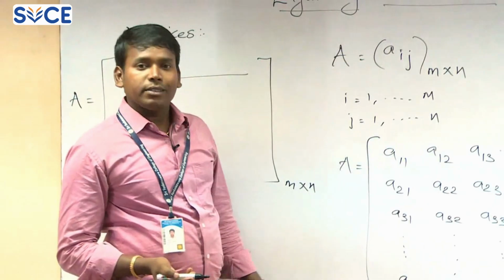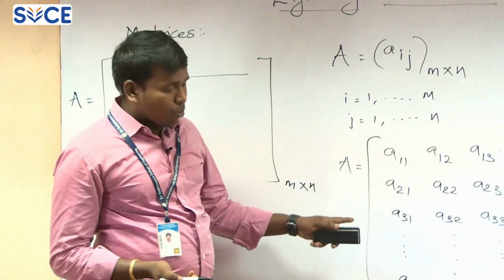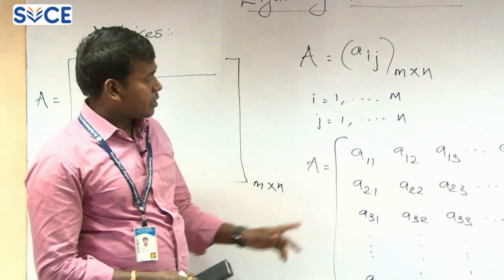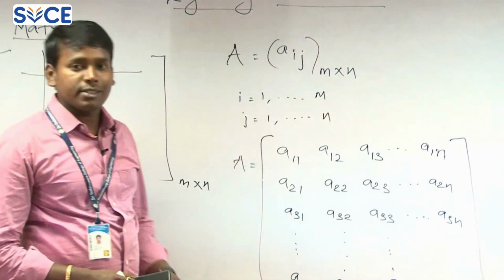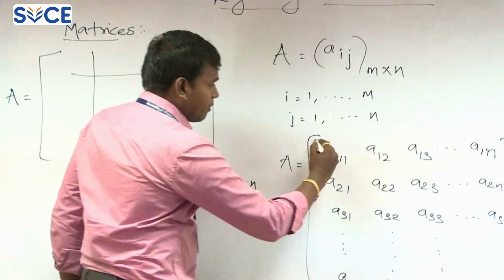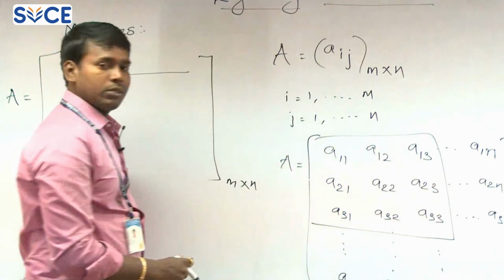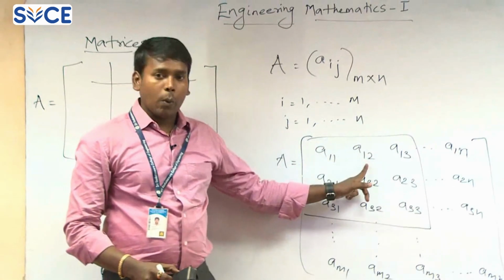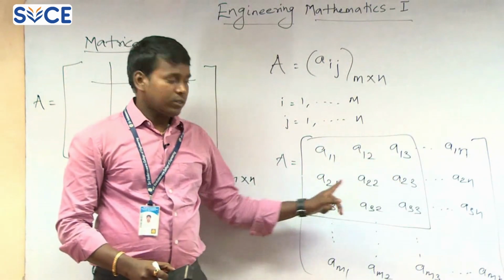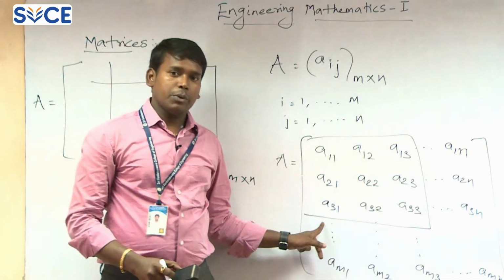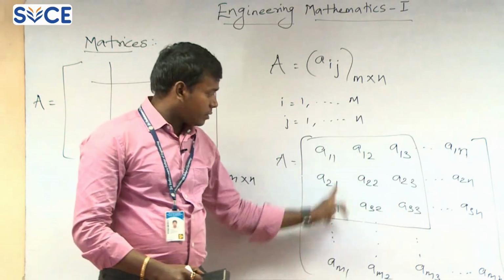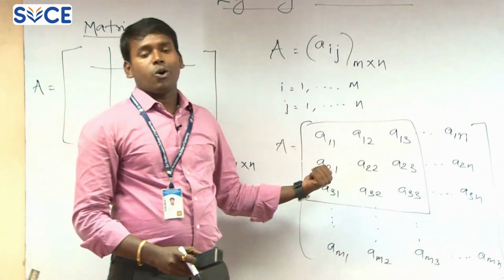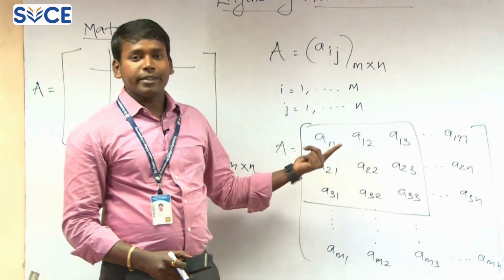Now, order of the matrix. The order of the matrix is denoted by its number of rows and columns. Here m rows and n columns, so the order of the matrix is m by n. Suppose I am taking the first 3 terms: A11, A12, A13, A21, A22, A23, A31, A32, A33. So here 3 rows and 3 columns. So the order of the matrix is 3 by 3.